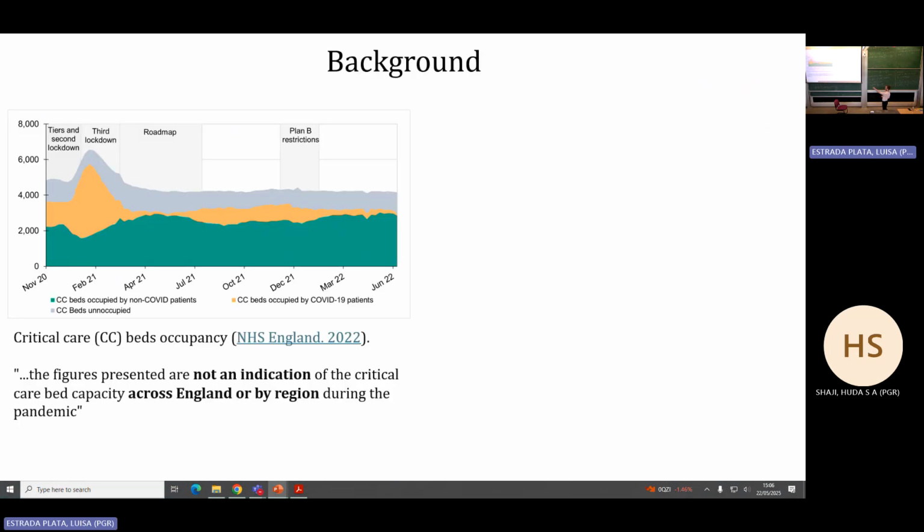So for context, this was the critical care occupancy, so ICU beds, over the course of the pandemic from the second lockdown. So this area in orange is the COVID patients in ICU. You can see with the third lockdown, there's this massive surge in healthcare demand. And then the grey region is basically free beds. So this figure on the surface level tries to show that the healthcare system is not overwhelmed, with the caveat that this isn't an indication across England or any particular region.